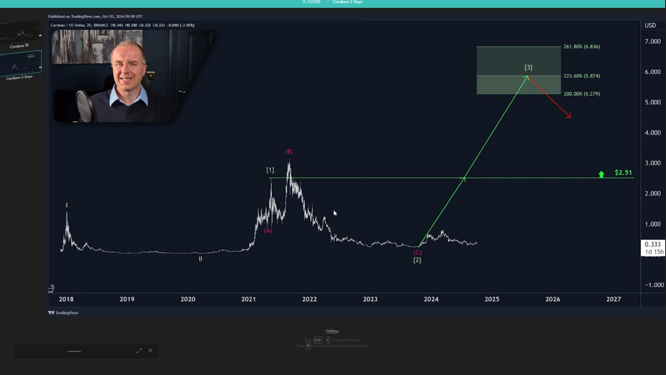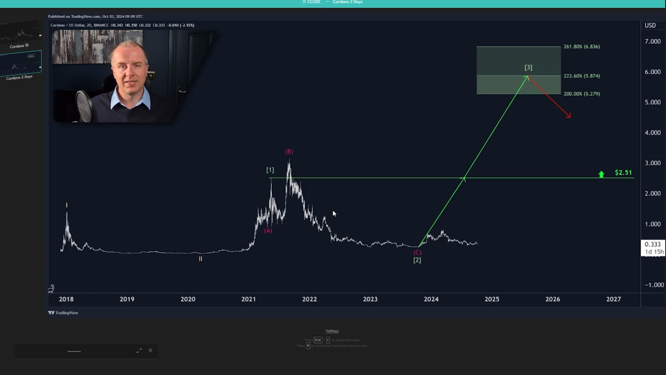Of course, is any of that guaranteed? Of course not, right? If anything was guaranteed in the financial markets, we wouldn't need to manage risk. So of course, everything is related to probabilities and based on a current assessment of the chart. If certain things happen, those bullish outlooks will have to be revised.